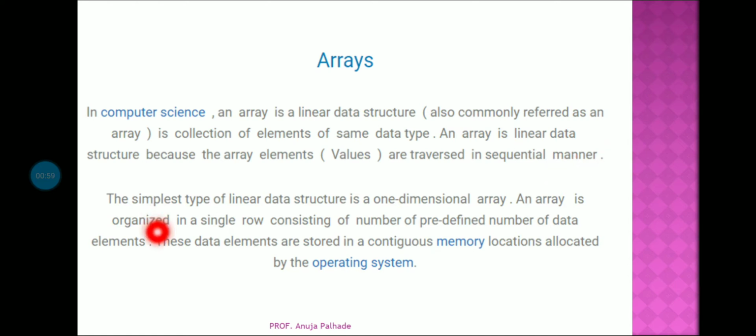The simplest type of linear data structure is the one-dimensional array, and the array is organized in a single row consisting of a number of predefined data elements. These data elements are stored in contiguous memory locations allocated by the operating system.